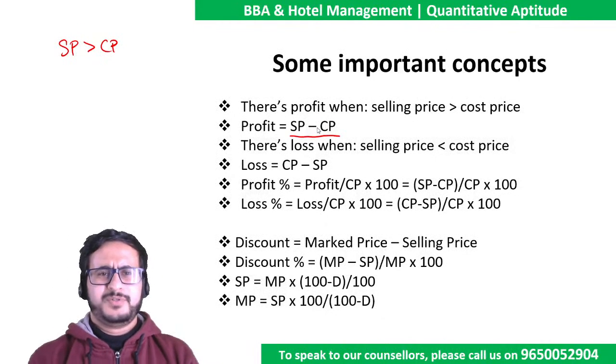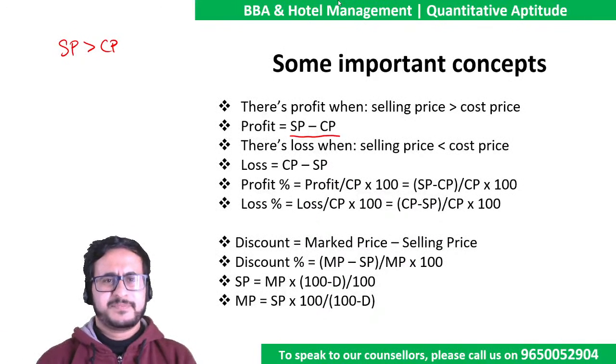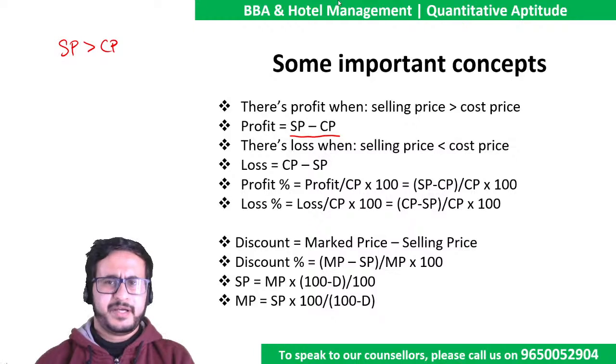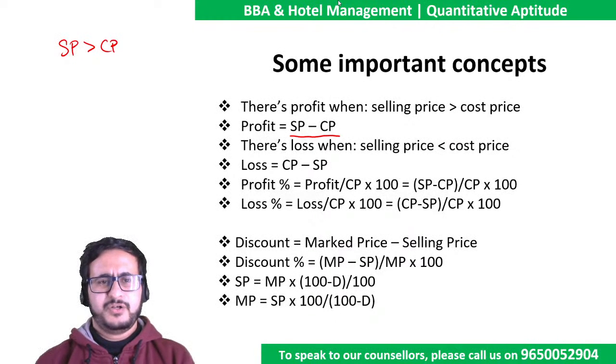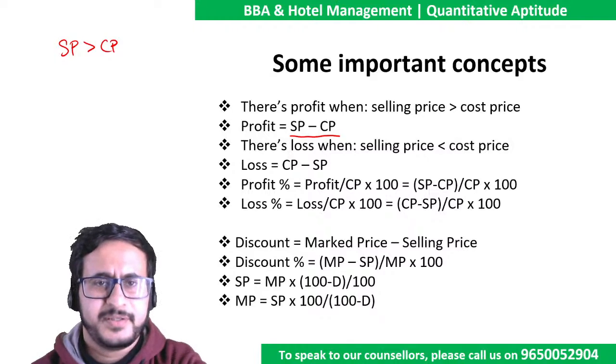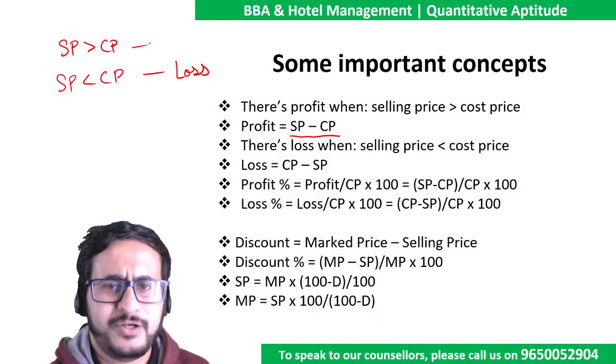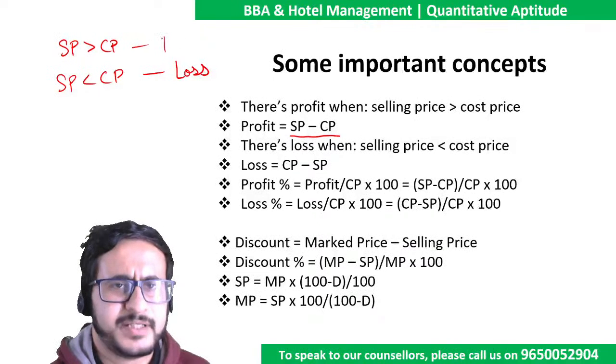Now let us talk about loss. When do we make loss? You must have heard people saying that I made loss, I had to sell it for a lower price. Suppose you bought a motorbike, and after some time you wanted to sell it because you wanted to buy another one. Obviously you will sell at a lower price. So whenever selling price is less than cost price, you are said to have made loss. And how to find loss? Cost price minus selling price.